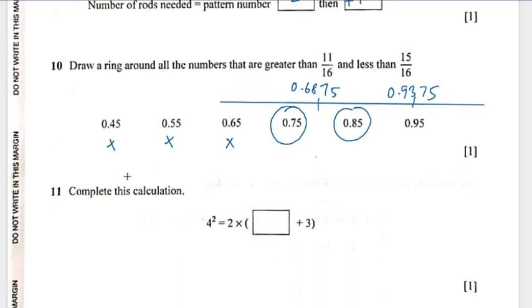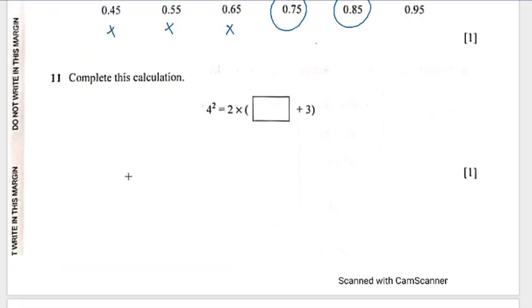Okay, number 11, complete this calculation. 4 squared is 16, equals 2 times what? You know that the value inside this bracket should be, in order to get 16, must times 8, isn't it? 2 times 8, 16. So then this 8 is actually this 2, you know. So what plus 3 equals 8? Which means here is 5. Is that okay? So we put here 5.